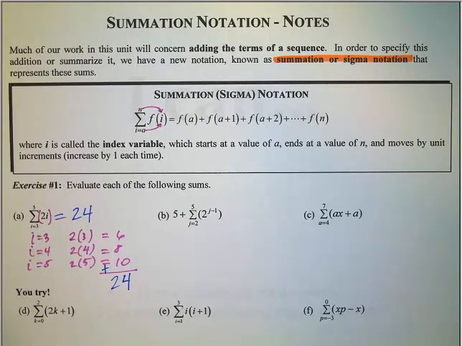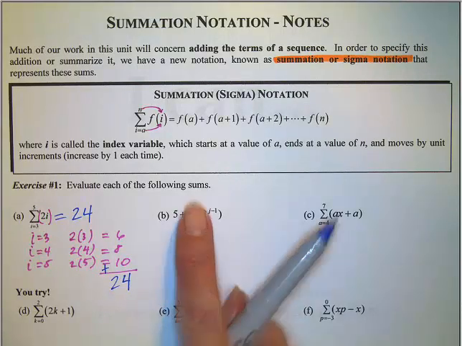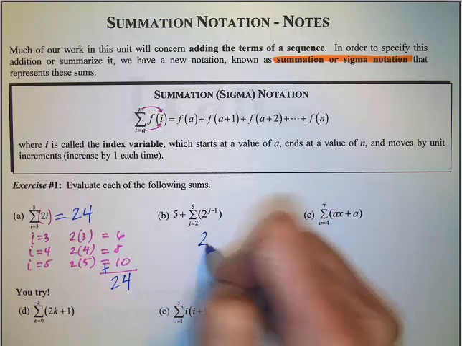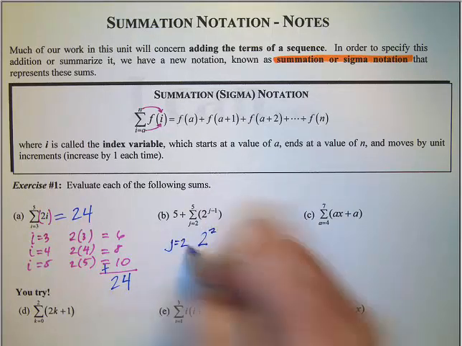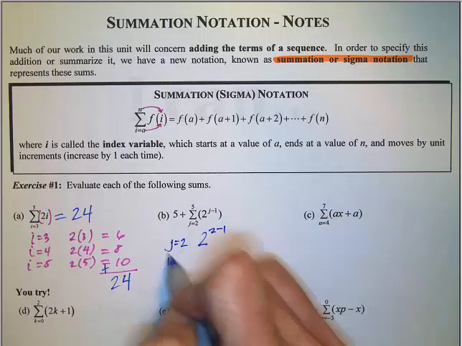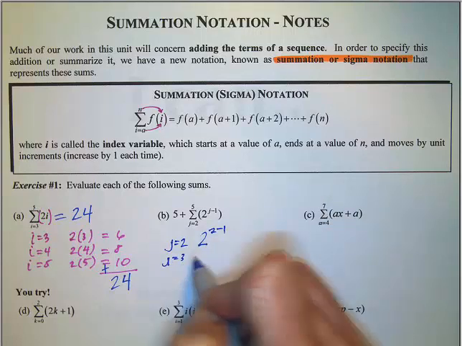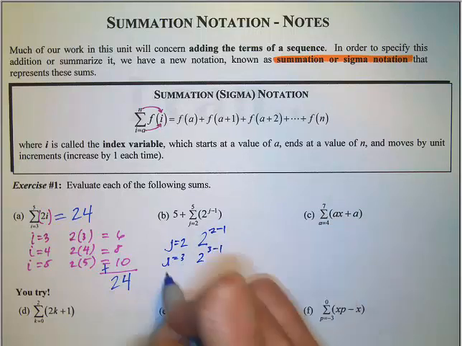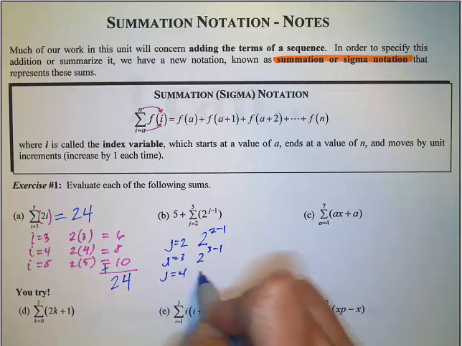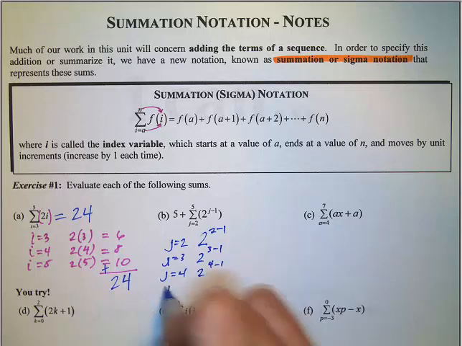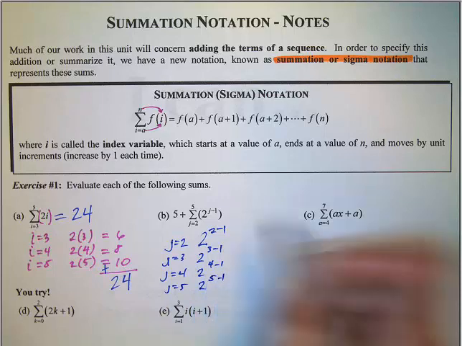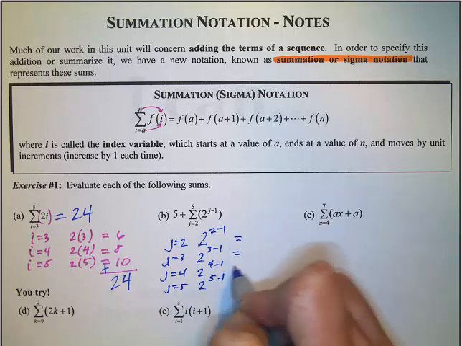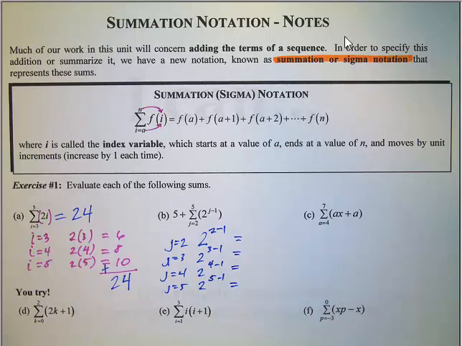So I'm doing the summation from 2 to 5. So I'm going to take 2, and j is 2 minus 1. When j is 3, it's 2 to the 3 minus 1. When j is 4, it's 2 to the 4 minus 1. And when j is 5, it's 2 to the 5 minus 1. So go ahead, pause the video, find those 4 values.